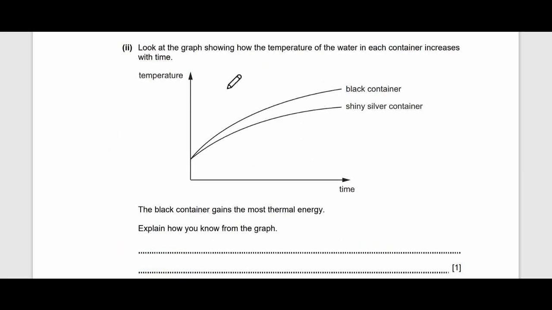3B part 2, look at the graph showing how the temperature of the water in each container increases with time. Temperature, black container, shiny silver container. The black container gains the most thermal energy. Explain how you know from the graph.